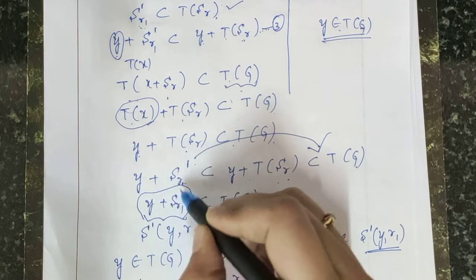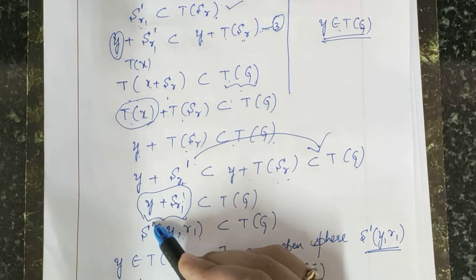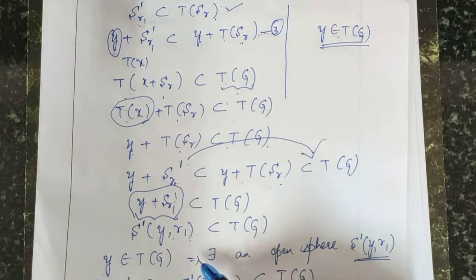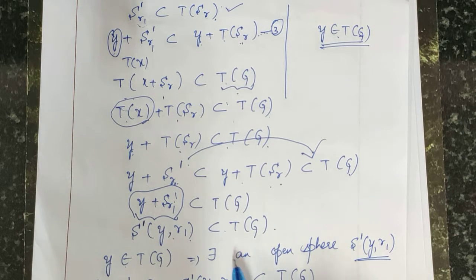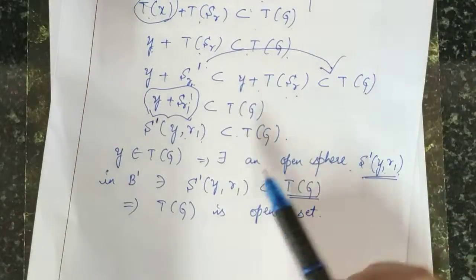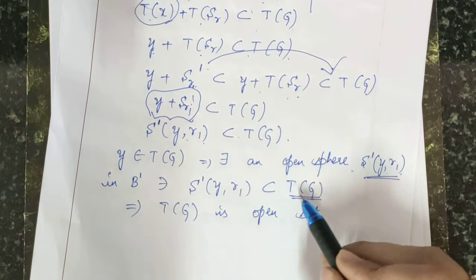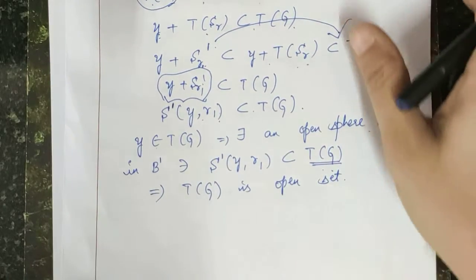Using the definition of open sphere, I can write this as S prime of y comma R1, which is an open sphere in B prime, right? This is a subset of T of G. Since y belongs to T of G, there exists an open sphere S prime of y comma R1 in B prime such that S prime of y comma R1 is a subset of T of G. Since it is an open sphere and the open sphere is a subset of T of G, I can say that T of G is an open set. So this is how we prove this theorem.